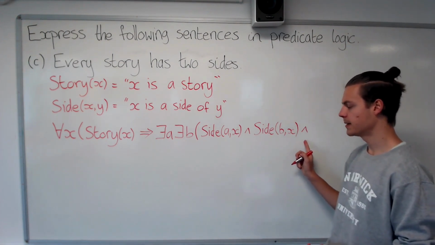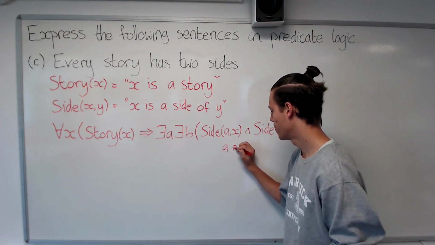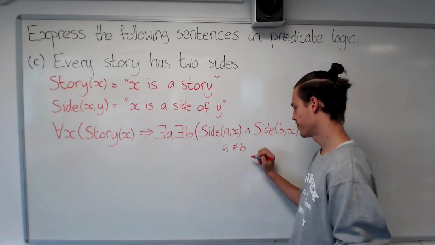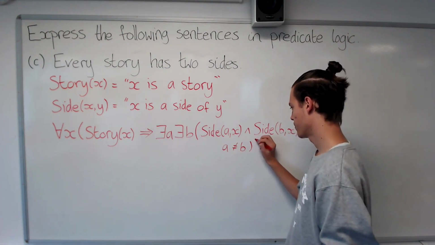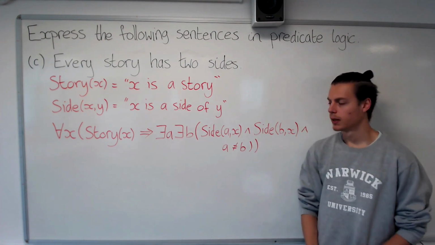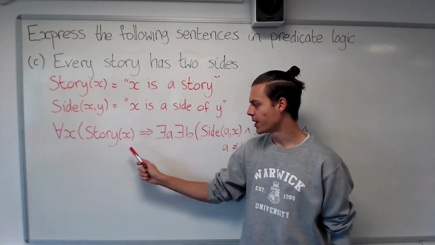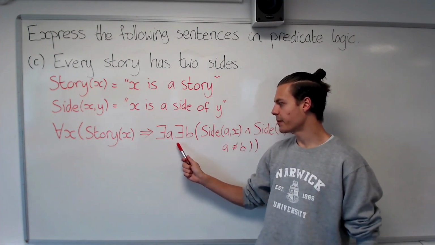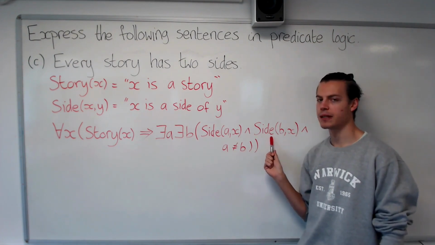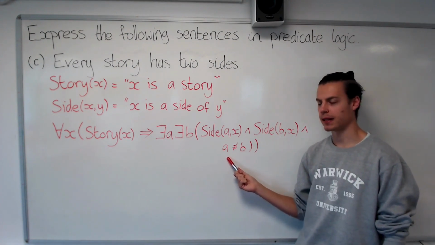So, and A is not equal to B. And there's our sentence. For all things X, if X is a story, then there are two things, A and B, such that A is a side of X, B is a side of X, and A and B are distinct.